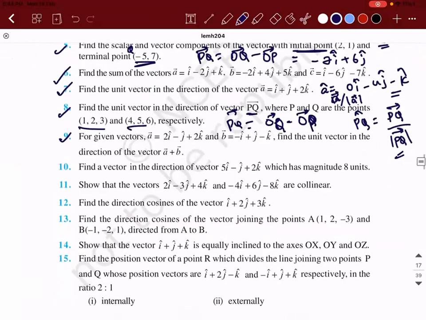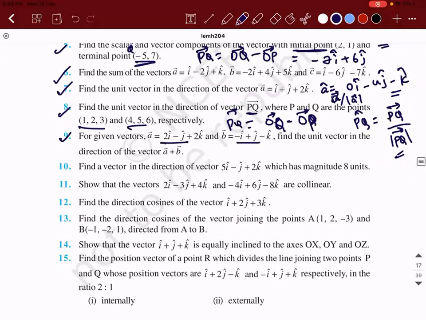Ninth one. For given vectors A and B, find the unit vector in the direction of A plus B. So what are we supposed to do? Tell me the steps.